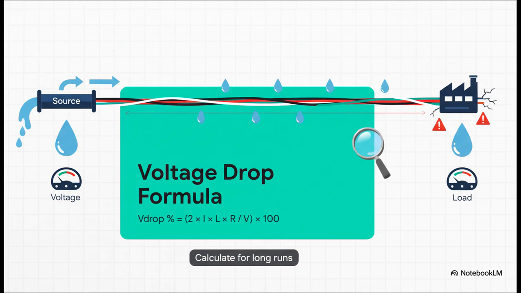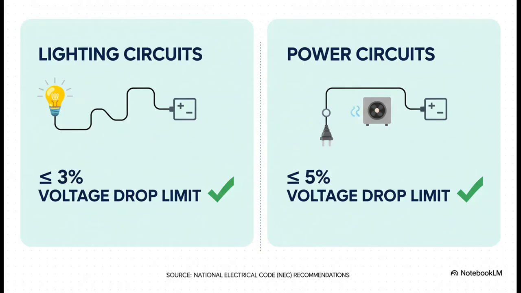If that drop is too big, your equipment is going to struggle. It might underperform, overheat, or just flat out get damaged. This is why we absolutely have to calculate it, especially for long cable runs. So the industry has really strict limits on this, and for good reason.